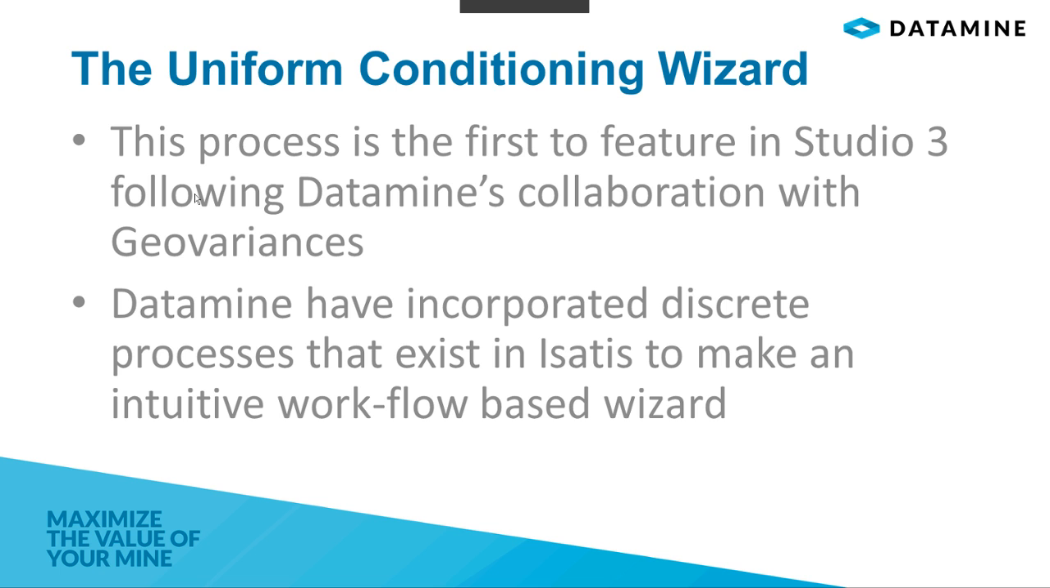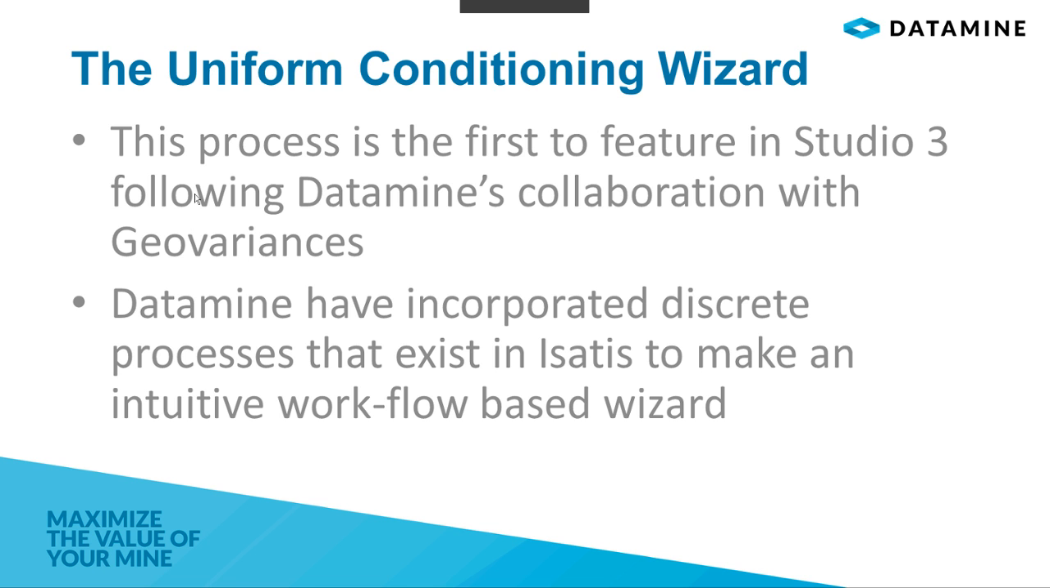Okay, so that's a bit of background about uniform conditioning and localized uniform conditioning. Now to touch on this process and how it's being implemented in Studio. This process is the first feature in Studio 3 following Datamine's collaboration with GeoVariant. Datamine has incorporated discrete processes that exist in GeoVariant's software to make an intuitive workflow-based process.